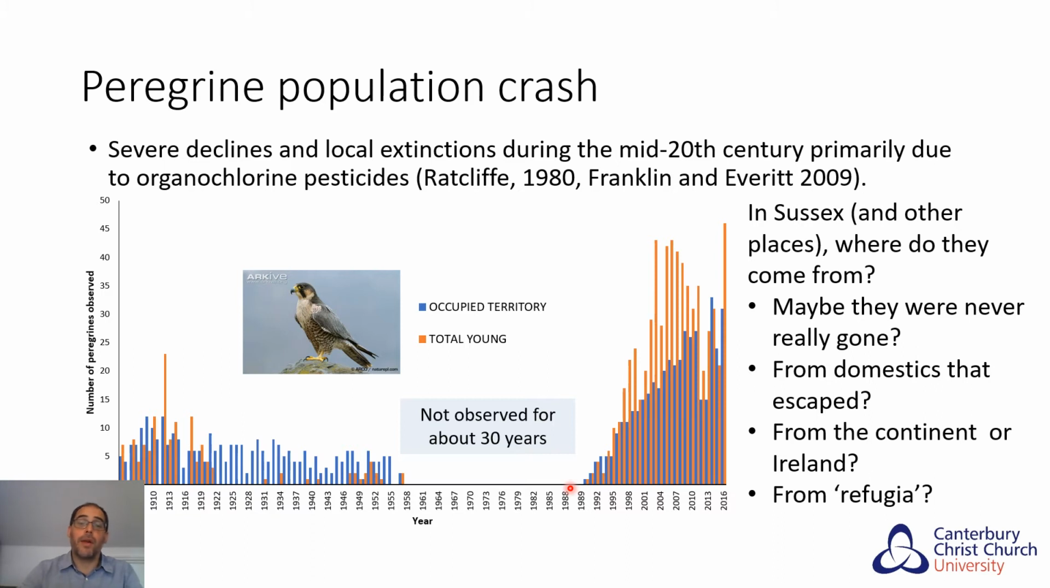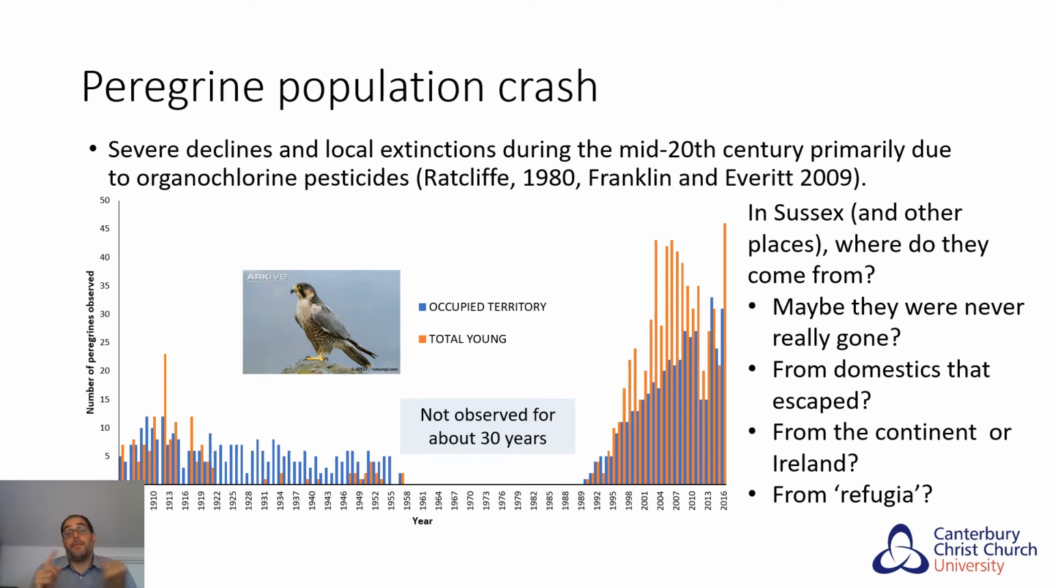Once the organochlorine pesticides had been banned, or they were more restricted in terms of their use, we see a steady increase in the number of individuals that we see again in Sussex. Actually, the numbers that we see today are even higher than those that we have historically. So in Sussex and in other places, we can ask this question, where do they come from? So maybe they were never really gone. Maybe we didn't really look carefully enough and we have missed that there were a few animals here or there. But in Sussex, we're pretty much sure they were not around for those 30 years.